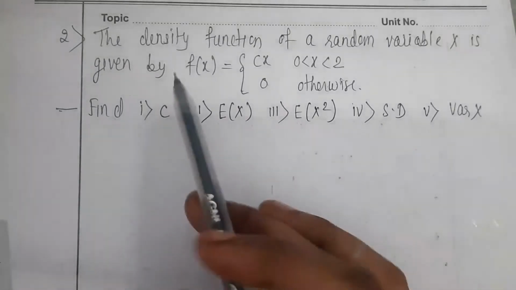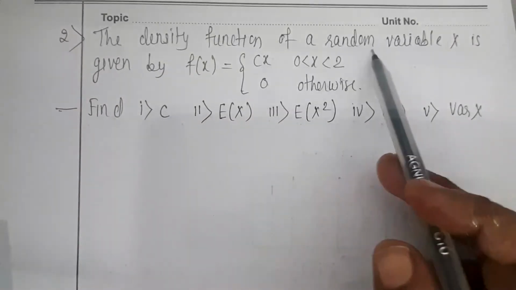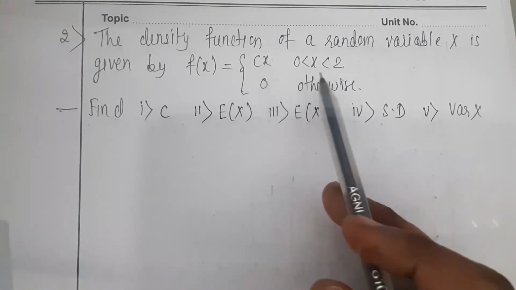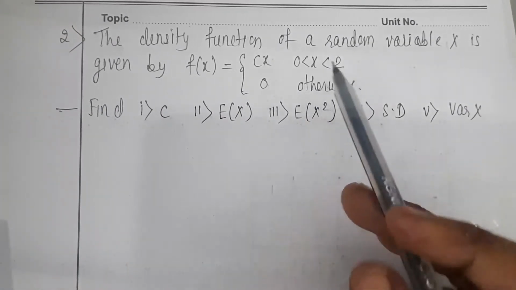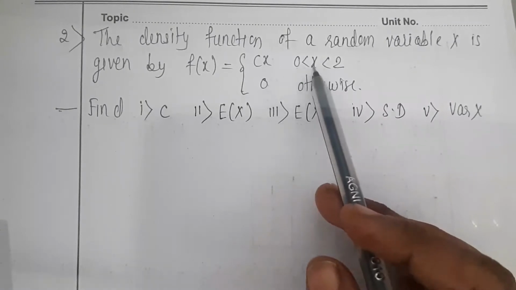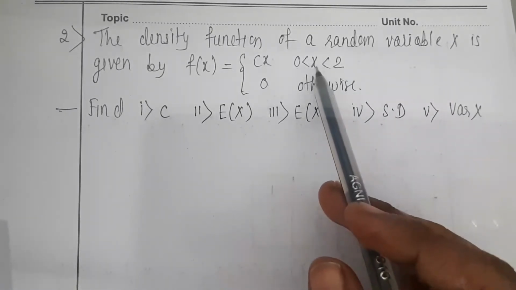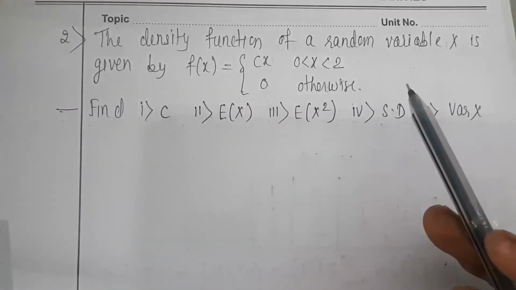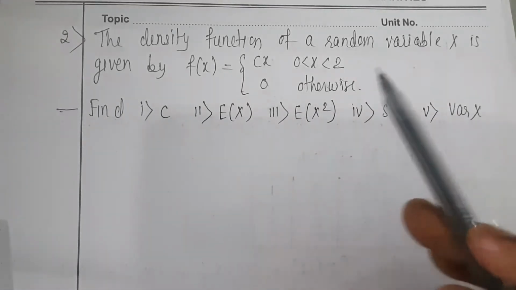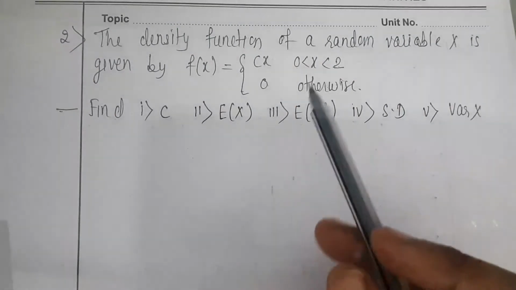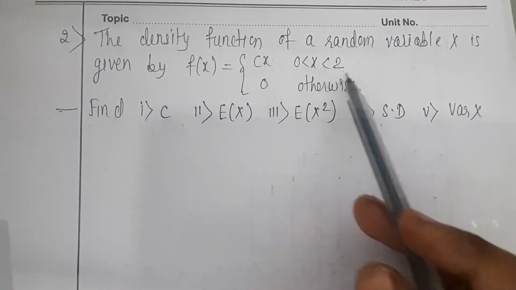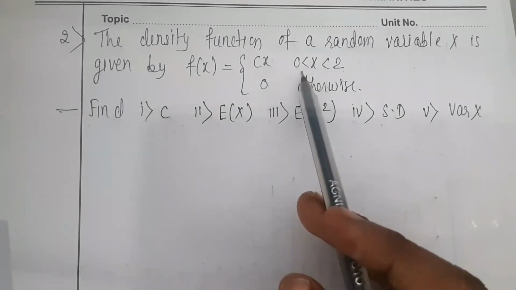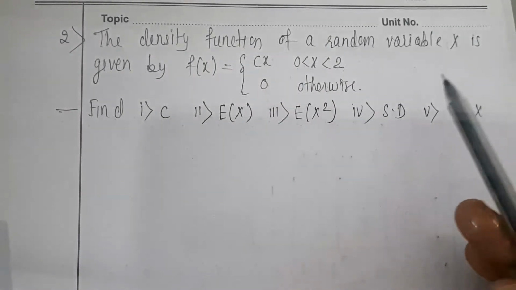Second example: the density function of a random variable x is given by f of x equals cx for the range 0 less than x less than 2. This range represents that x lies between 0 and 2, meaning x can take any value between 0 and 2. It may take 0.005 or 1.002. So it may take any value between 0 and 2, and the function is 0 for all other ranges, meaning before 0 it is 0 and after 2 it is 0.